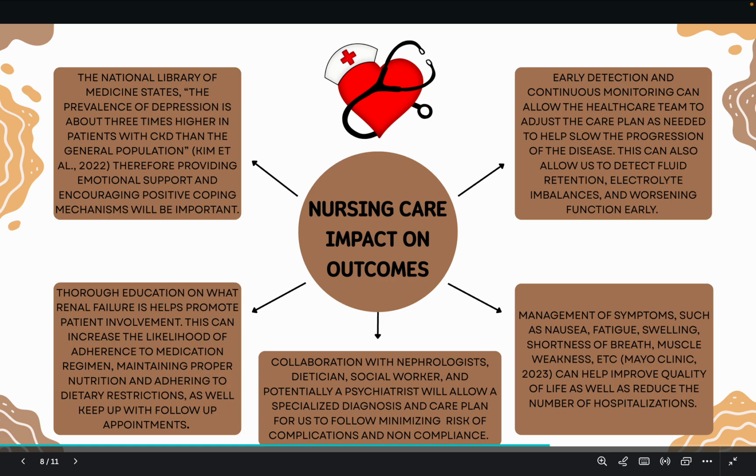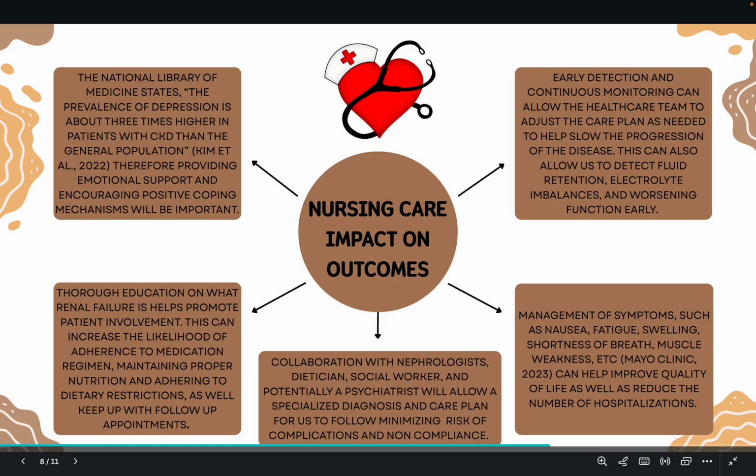Collaboration will be especially important. This may include collaborating with a nephrologist, a dietitian, social worker, and potentially a psychiatrist to allow a specialized diagnosis and care plan for us to follow, minimizing risk of complications and non-compliance.